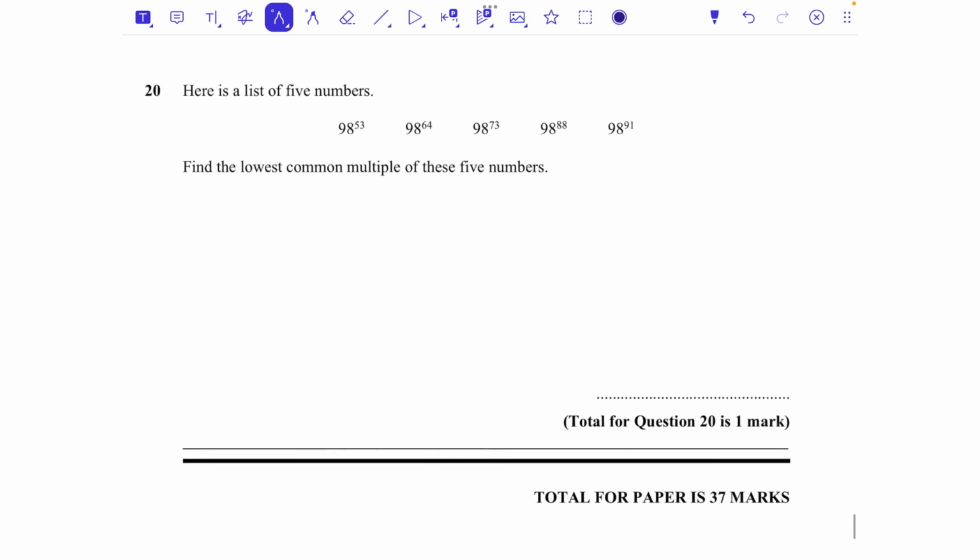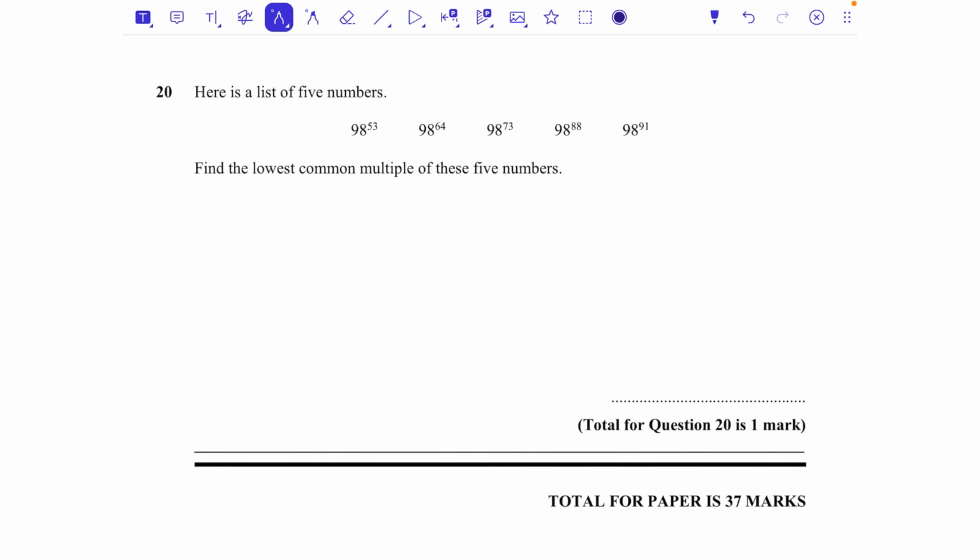And then the last question on the paper is this one. Here is a list of 5 numbers. We've got 98 to the power of 53, 98 to the power of 64, 98 to the power of 73, 98 to the power of 88, and 98 to the power of 91. Find the lowest common multiple of these 5 numbers.